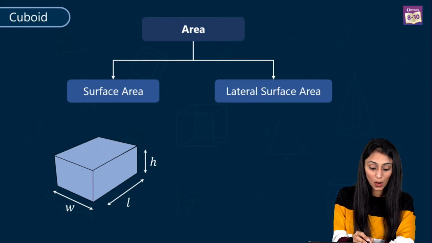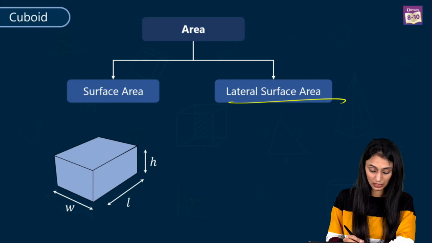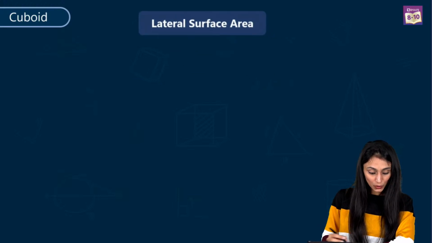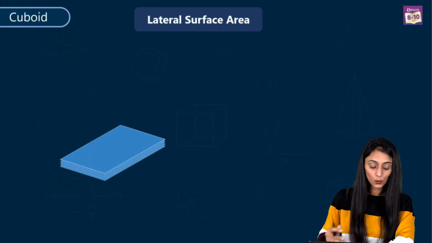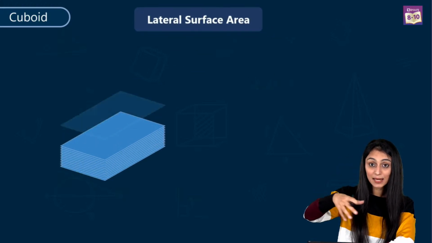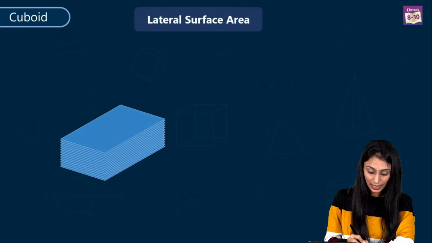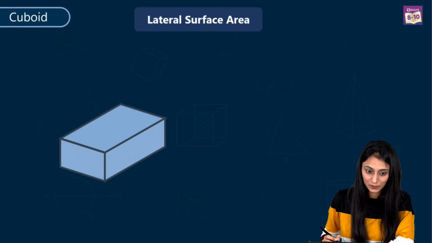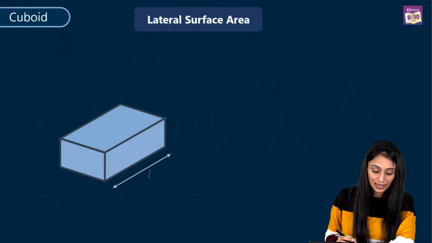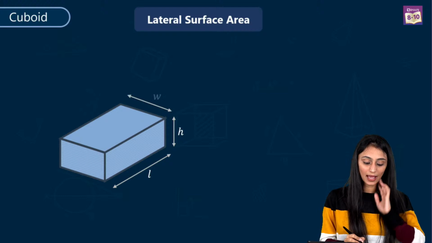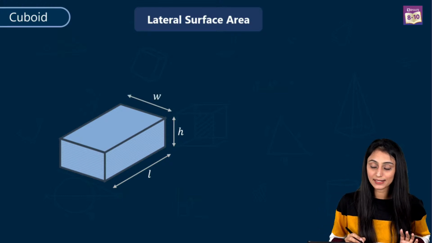Now we will talk in a similar manner about lateral surface area. So here again, we have a rectangle. We are piling up the rectangles of same dimensions on top of each other. Rectangles have different length and breadth, and then you get a cuboid, which has a length L, width W, and height h.